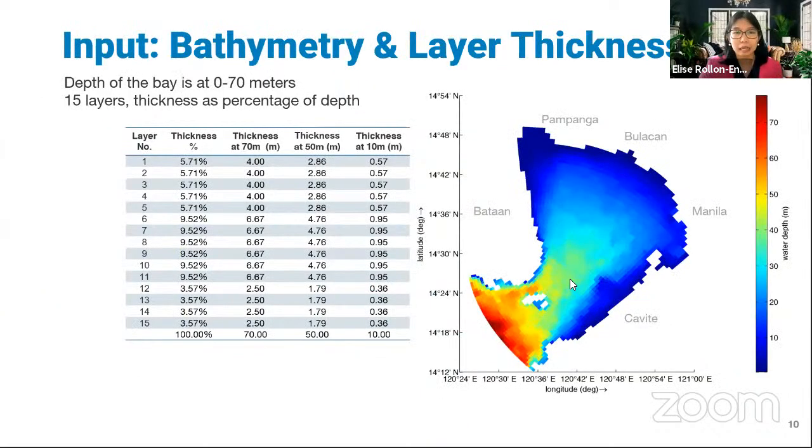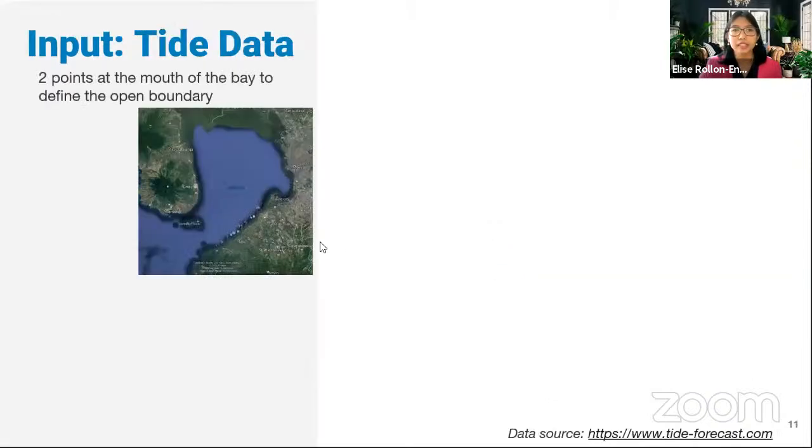Manila Bay has a depth of 0 to 70 meters with mostly 30 meters in the inside of the bay, and the shallowest areas are in Pampanga, Bulacan, Manila with only less than 20 meters of depth. We used 15 layers with the thickness of the layer as a percentage of depth. We used 2 points at the mouth of the bay to define our open boundary, and that is in Mariveles, Bataan, and in Ternate, Cavite.